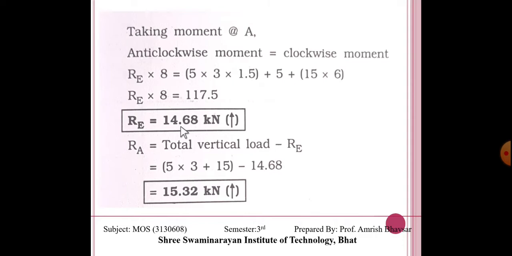Now, second condition, sigma V is equal to 0. So, the sum of the vertical reactions is equal to the vertical load. So, RA is equal to total vertical load minus RE. Total vertical load is 5 into 3 plus 15. Here we can't include the moment because it is not a force, so we have to neglect the moment over here. So, we will get RA is equal to 15.32 kilonewton.